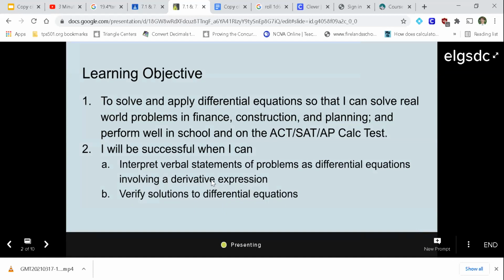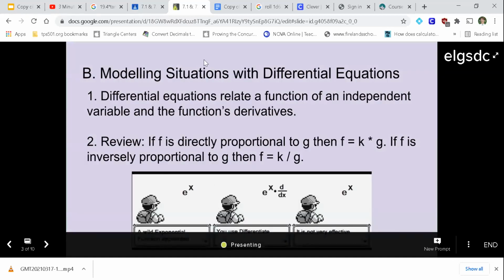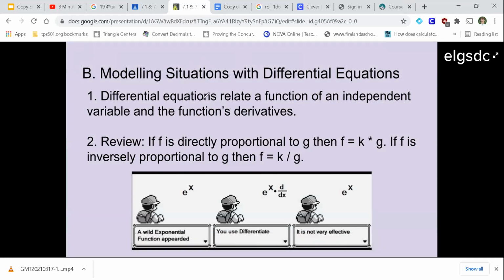So you might say, Mr. Lake, what the heck is a differential equation? Well, a differential equation is exactly what it sounds like. It is an equation that has a derivative in it, usually relating a derivative to a non-derivative. That's all a differential equation is. It's an equation that has derivatives and non-derivatives in it.